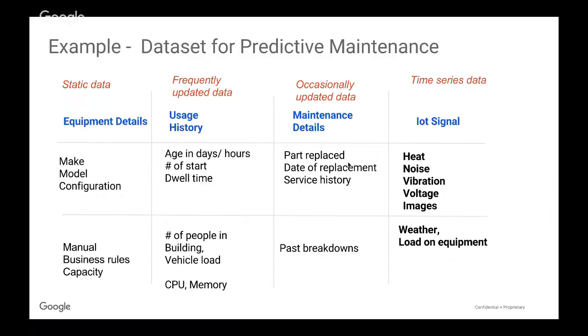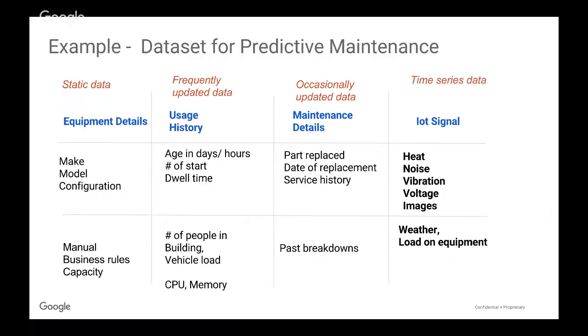So there is time series data, and then there is static data. Then you should also consider using frequently updated data like usage history. For example, if there is a machine or an engine that has been used continuously 20 hours a day versus another engine which is used only 2 hours a day, it is likely that the engine used 20 hours a day is degrading faster. So this kind of frequently updated data you can feed into your model on a daily or weekly basis, that okay, this many hours have been consumed on this particular engine, how much dwell time is there.